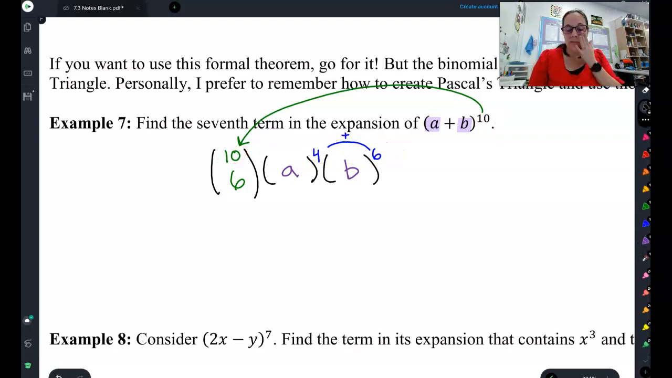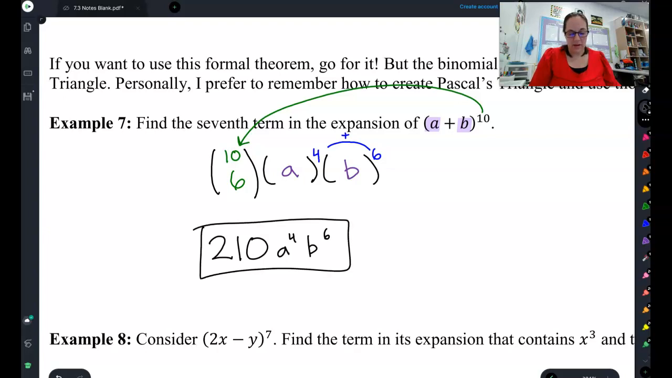Now the beauty of all of this is now I can just type this into my calculator. So I can type in 10 choose 6. We learned how to do that last time. That's 210. A to the 4th, b to the 6th. And that's going to be the 7th term if I multiplied all of this out.